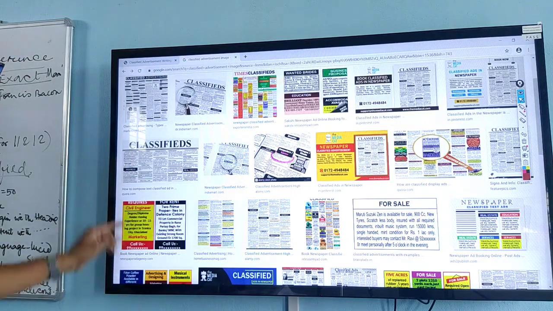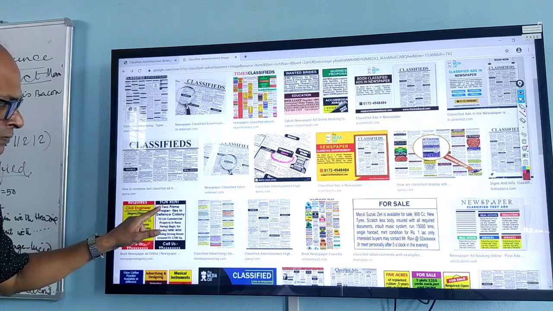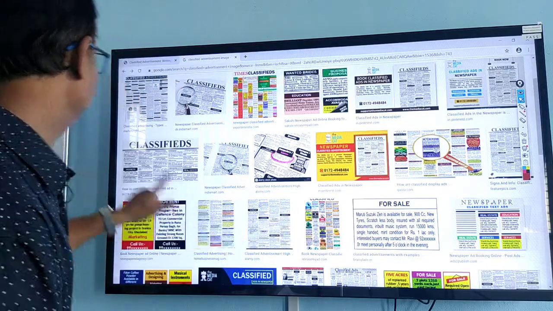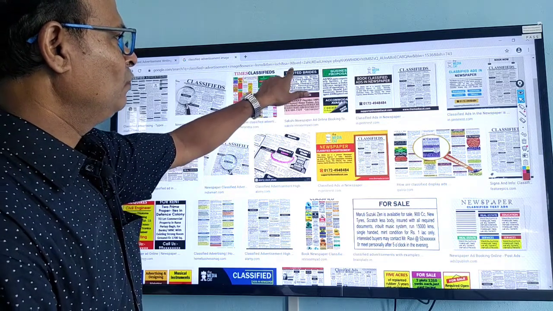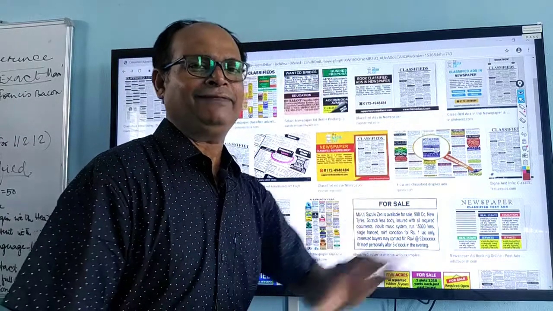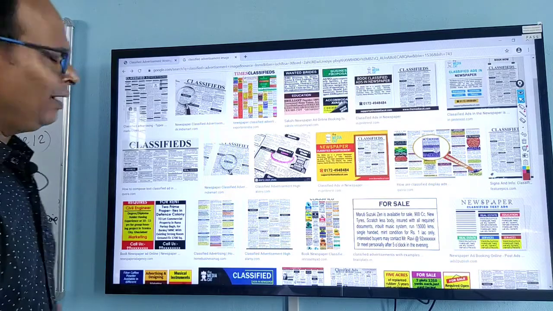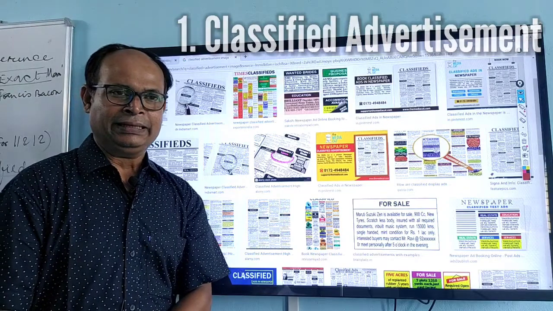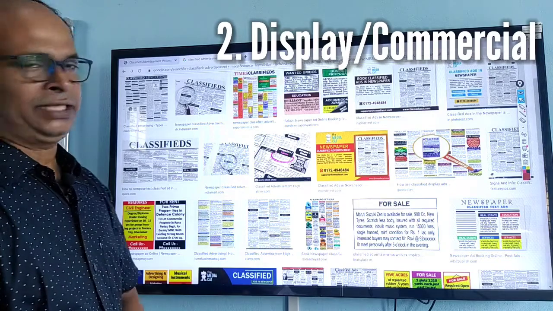So in this image you will see requires civil engineers, for rent, for sale, classified. In this way you will see educational, bright, wanted. So all this gives the testimony that advertisements are of two types. One, the classified advertisement. The second is the display advertisement or the commercial advertisement.